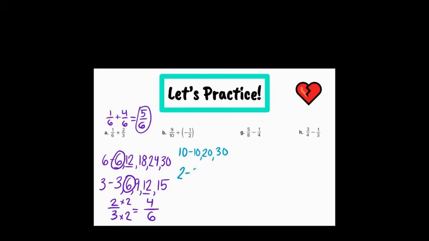2 times 1 is 2. 2 times 2 is 4. 2 times 3 is 6. 2 times 4 is 8. 2 times 5 is 10.